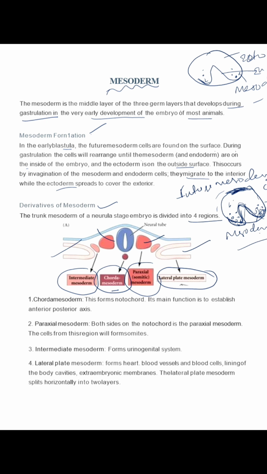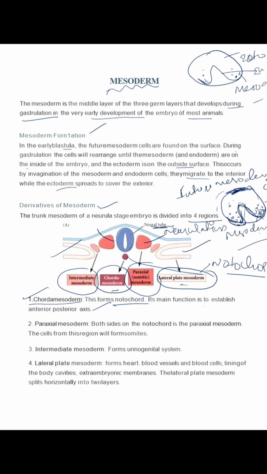Now let's see one by one. This is the cauda mesoderm, the middle part, and this structure is the neural tube, formed by the process of neurulation. The cauda mesoderm is the primitive form of the notochord. It will form the notochord. Its main function is to establish the anterior-posterior axis.